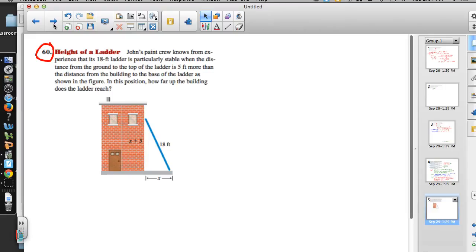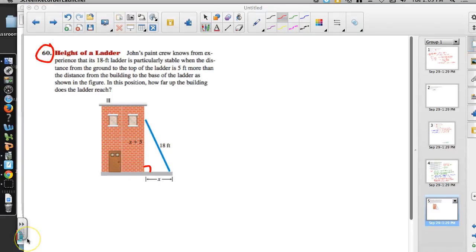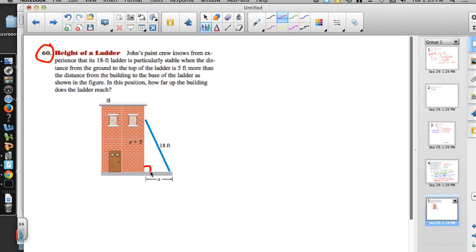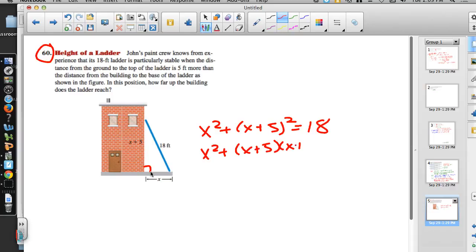Then number 60, John's paint crew knows from experience that its 18-foot ladder is particularly stable when the distance from the ground to the top of the ladder is 5 feet more than the distance from the building. All right, so this last problem, we have a right triangle. And when we have a right triangle, we can use the Pythagorean theorem. And we have x squared plus x plus 5 squared equals 18. So that will be x squared plus x plus 5 times x plus 5 equals 18.